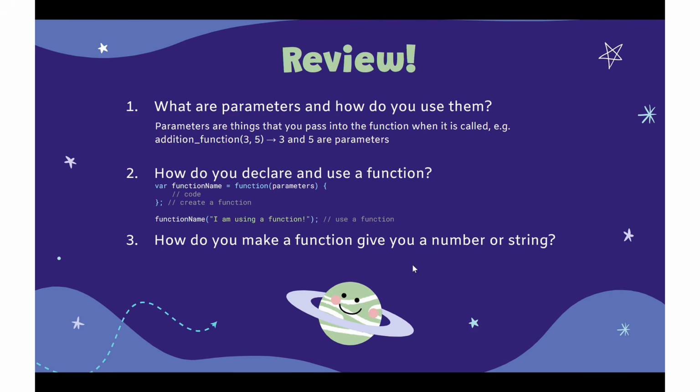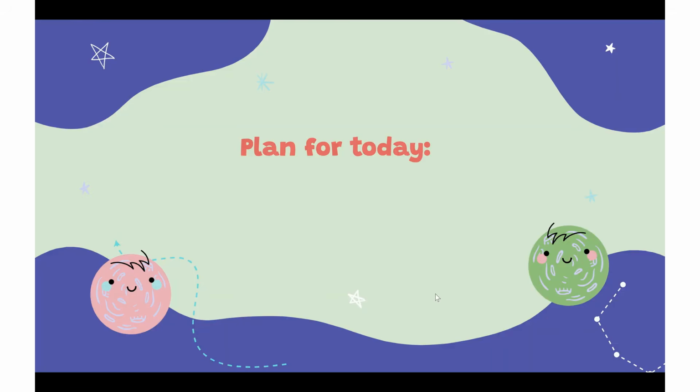All right, and lastly, how do you make a function give you a number or string or any other variable? You do return at the very end of your function, and then whatever variable it is. And then, of course, a semicolon.